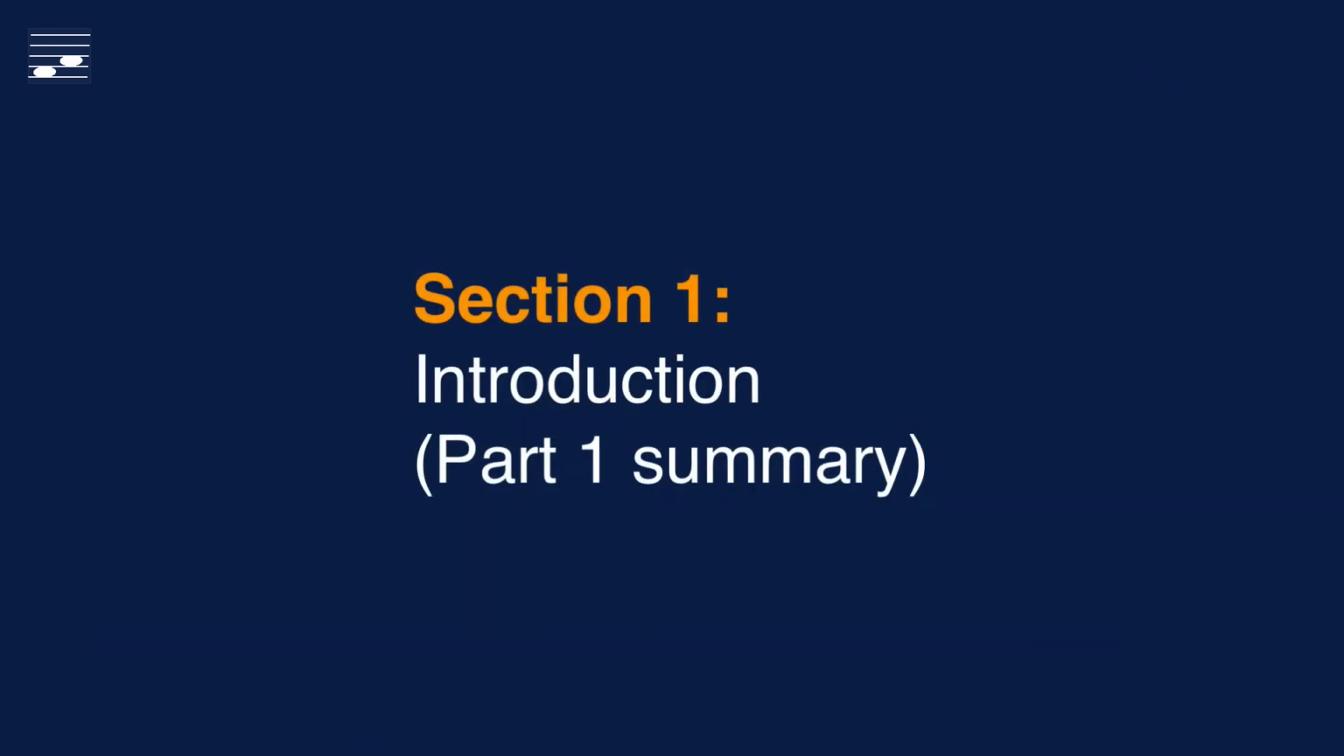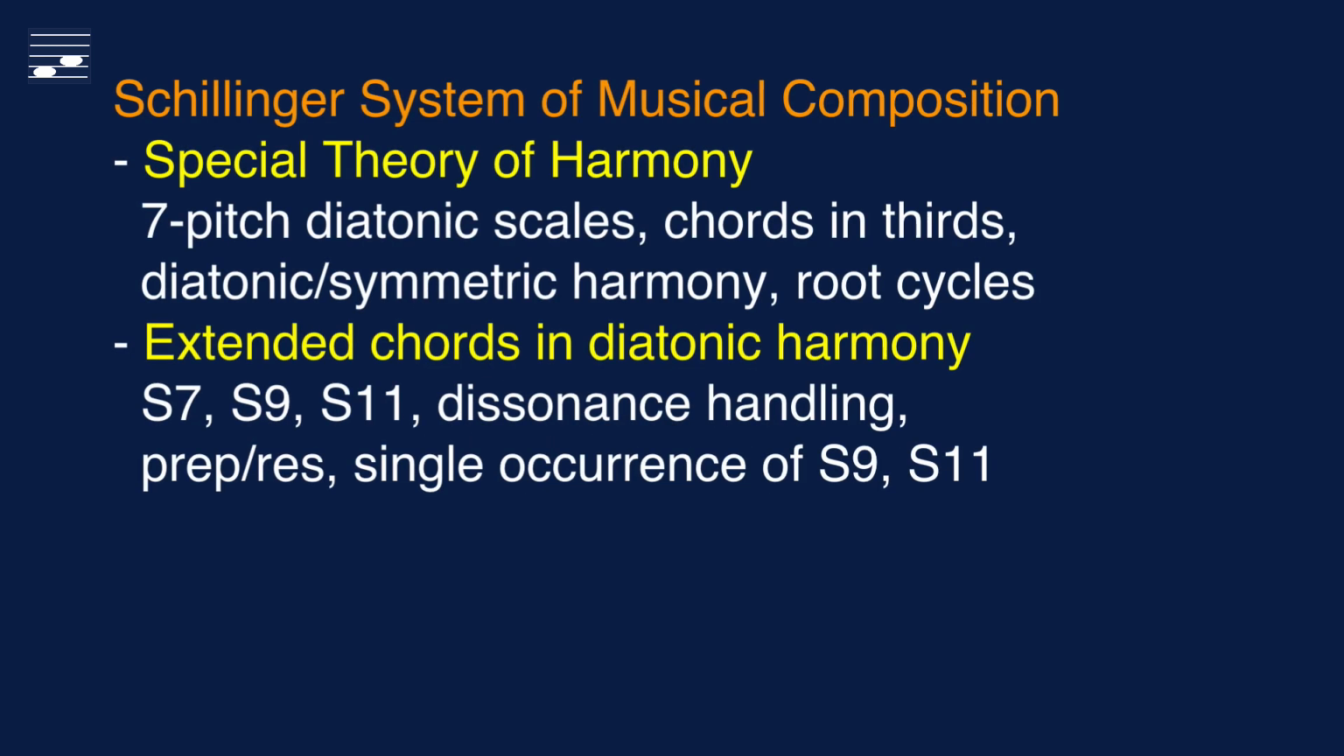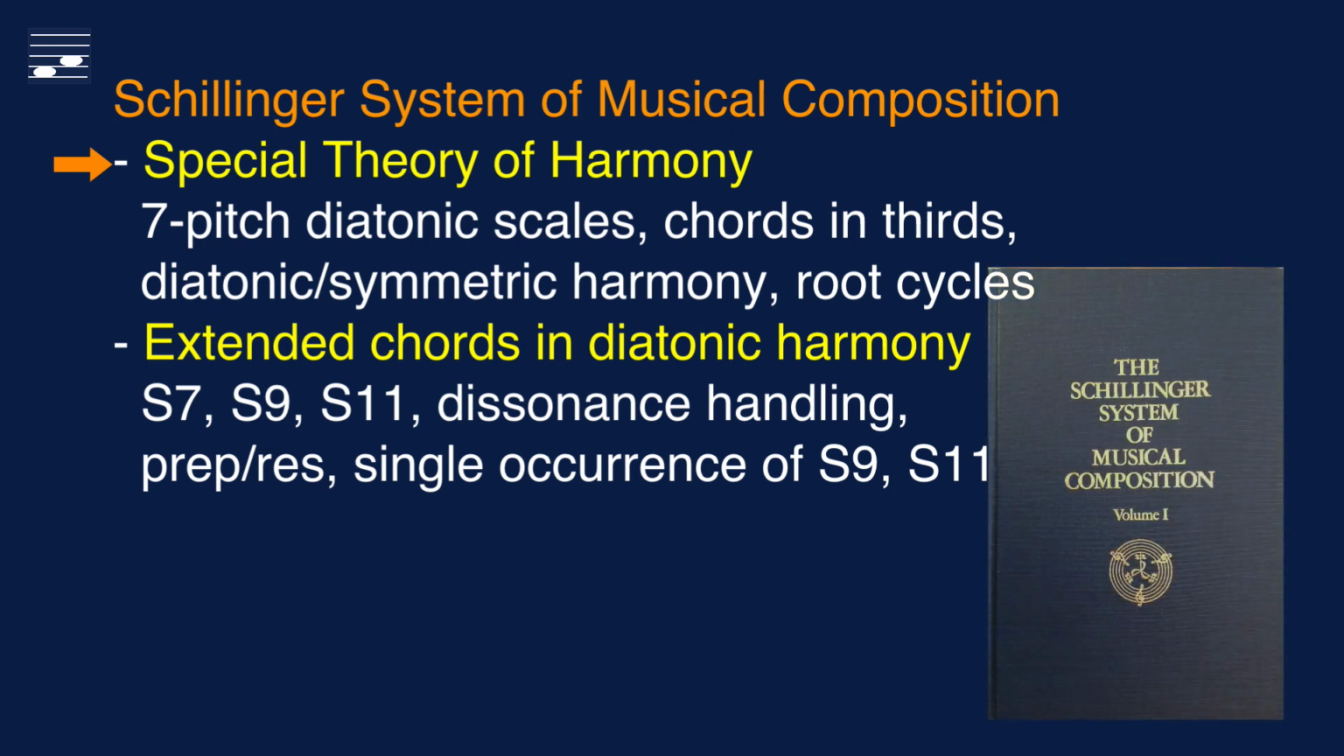I'll start with a recap of the essentials from the previous episode that introduced the Schillinger hybrid 4-part harmony technique. This subject belongs to the Schillinger special theory of harmony, where chords are built in thirds and are derived from a 7-pitch diatonic scale. Extended chords, containing the dissonant chordal functions 7, 9 or 11, require careful preparation and resolution.